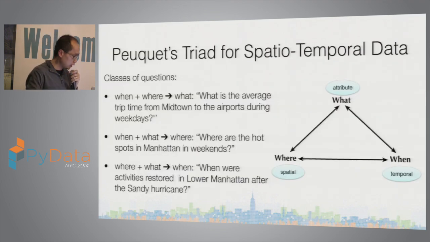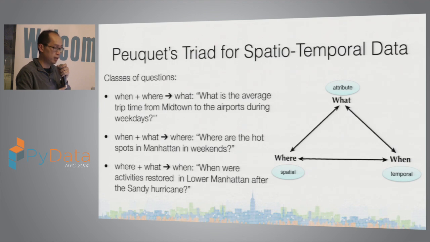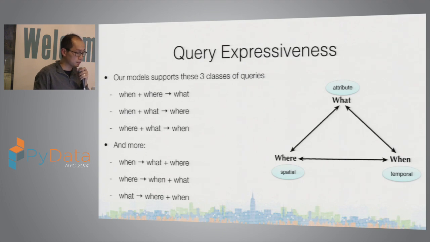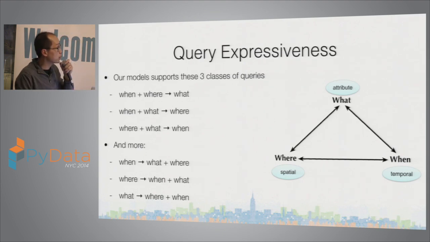These are spatial temporal data, and there's also earlier work from Perquet who defined the query triad, which means that in order to support interactive exploration of spatial temporal data, you need to support this class of queries: when, where, showing what, or when, what, showing where. For example, where are the hotspots in Manhattan on weekends, giving the when, the time, and the attributes you want to look at as a constraint. Our system supports all three types of query classes, and more.